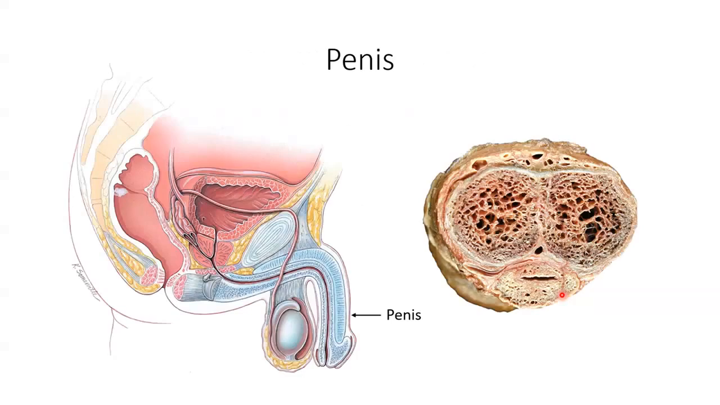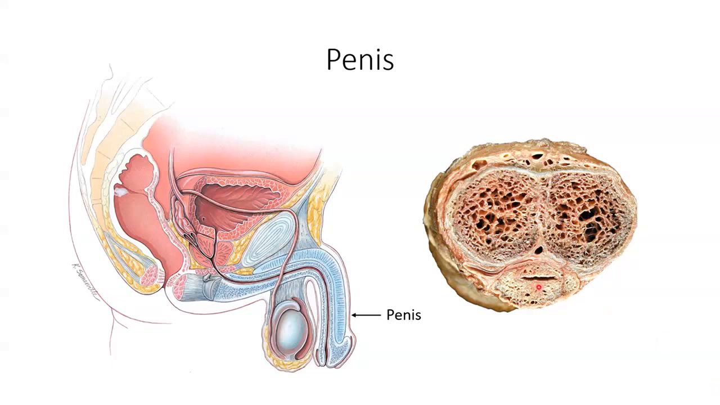The last organ of the male reproductive system is the penis. The penis contains the urethra and is a passageway for ejaculation of semen and the excretion of urine. It's cylindrical in shape, and it consists of a body, a glans penis, and a root.